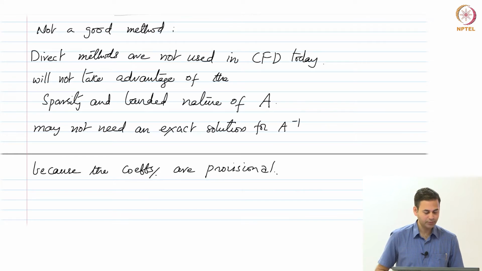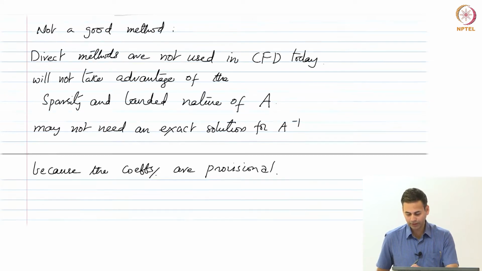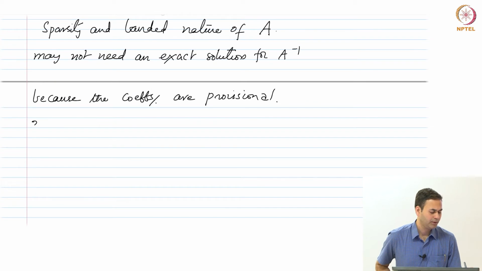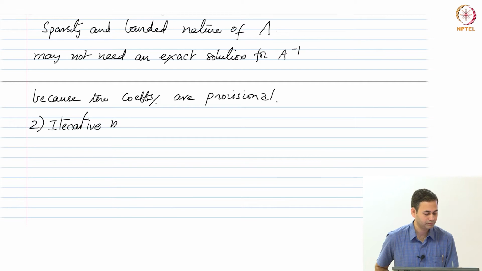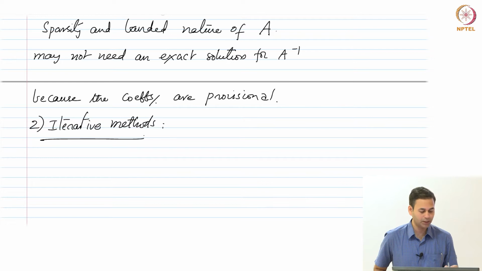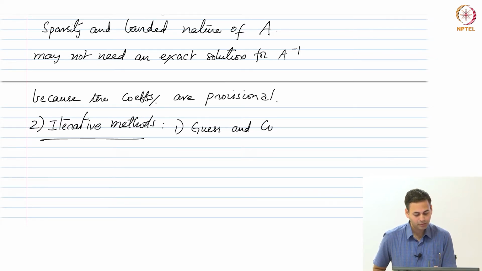Okay. That said, we would go on to iterative methods. Iterative methods work on guess and correct the solution. So, the philosophy is basically to guess a particular solution, then correct it, and then keep doing it. That is the philosophy for iterative methods.